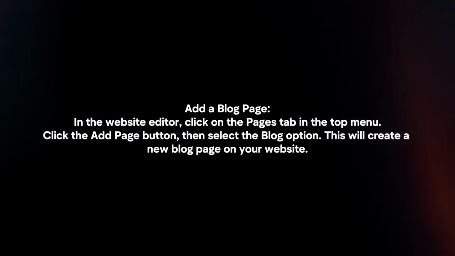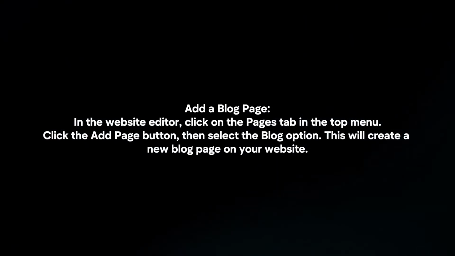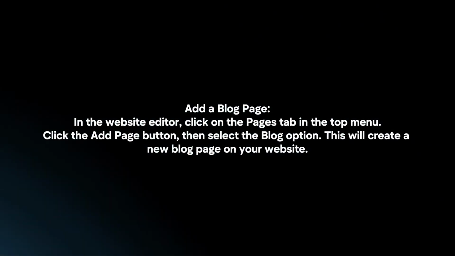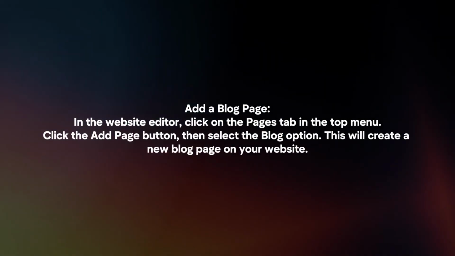Add the blog page. In the website editor, click on the Pages tab in the top menu. Click the Add Page button, then select the blog option. This will create a new blog page on your website.